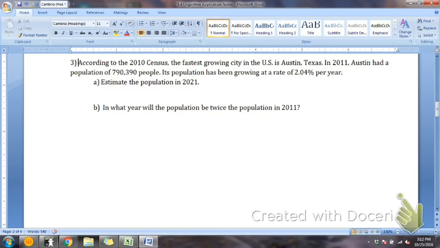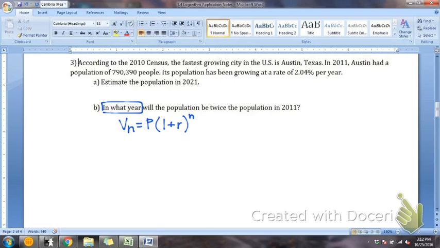Okay. Part B says, in what year will the population be twice the population in 2011? So it says in what year, which means we are solving for what here? In what year? Where's my time in my formula? Oh, N. Thank you. It's the N value. So we're solving for N. Everything else is the same.